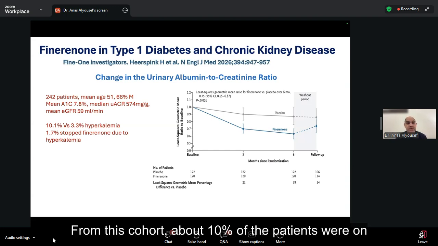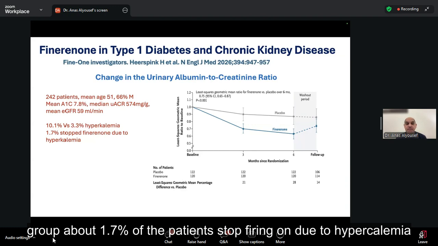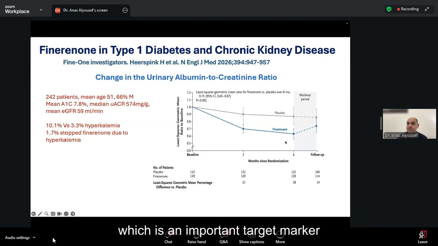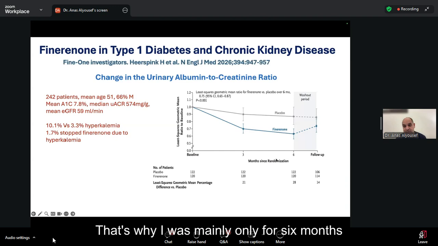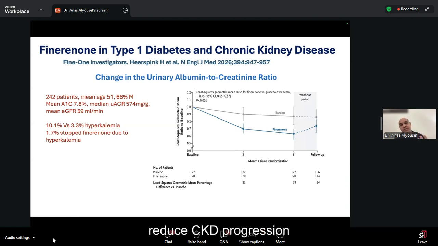From this cohort, about 10% of the patients who were on finerenone developed hyperkalemia, compared to 3.3% in the placebo group. About 1.7% of the patients stopped finerenone due to hyperkalemia. And here we can see the reduction in the albuminuria, which is an important surrogate marker, about 25% reduction in the albuminuria at 6 months. The trial was mainly only for 6 months. And this reduction in albuminuria of 25% tell us that on the longer run, we can reduce CKD progression.